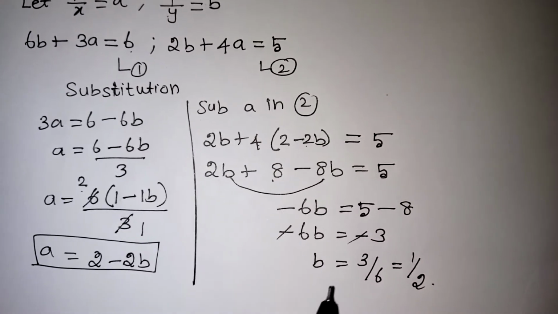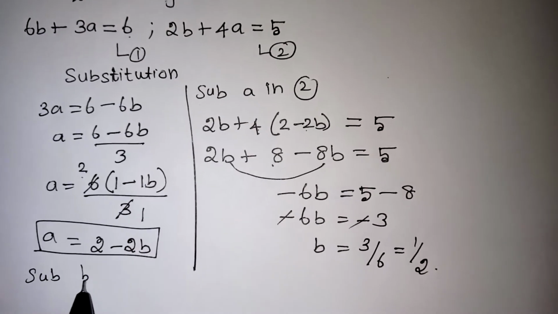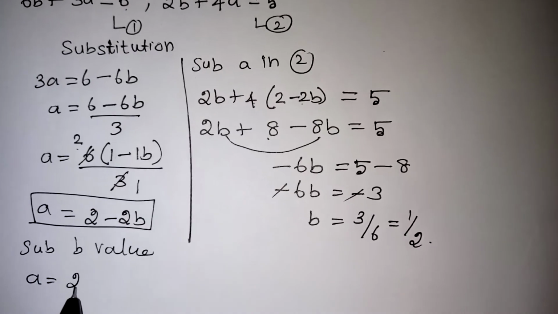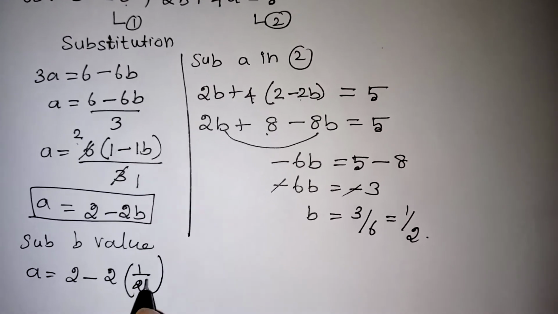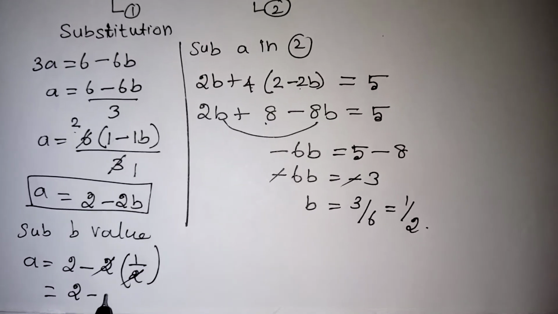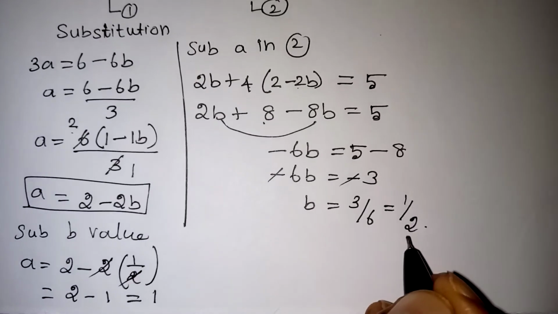So let us substitute the b value here to get your a value. Now substitute b value. So here a is equal to 2 minus 2 into b. B value 1 by 2 we got. So write the 1 by 2. 2 and 2 will get cancelled. So what is the value we are getting? 2 minus 1 which is equal to 1. So a value 1, b value 1 by 2 we are getting.